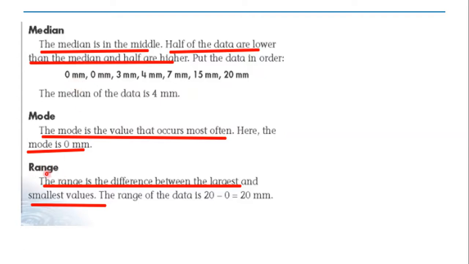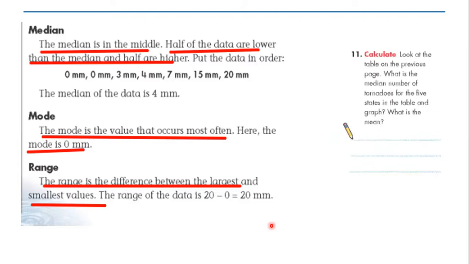Now range. The range is the difference between the largest and the smallest value. The largest number here is 20, the smallest value is 0. So the range is the difference, it means minus. So 20 minus 0 equals 20 millimeter.